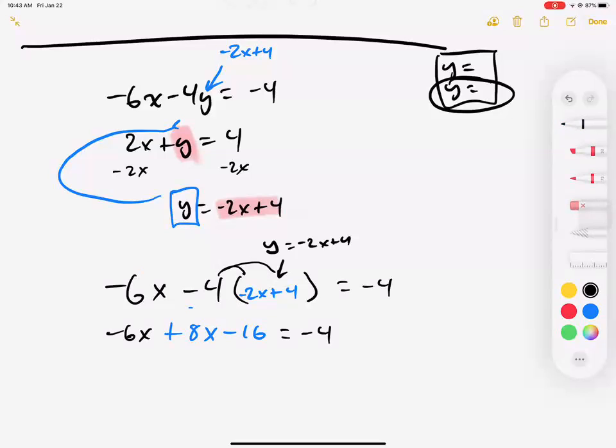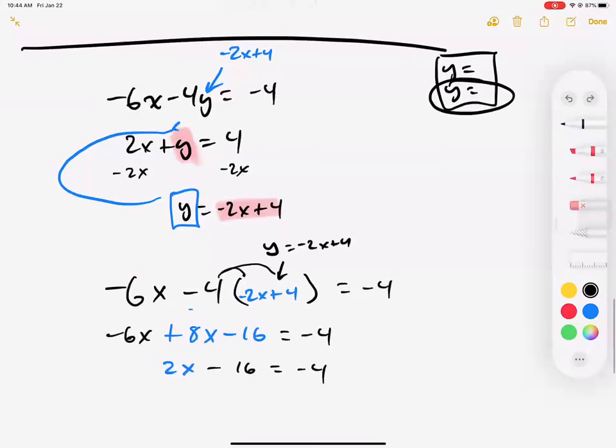Now we can combine the x's together. I see negative 6x and 8x. We can combine these. What is negative 6 plus 8? That is a positive 2x minus 16 equals negative 4, right? We combine the 6x and 8. That's the part that's neat.